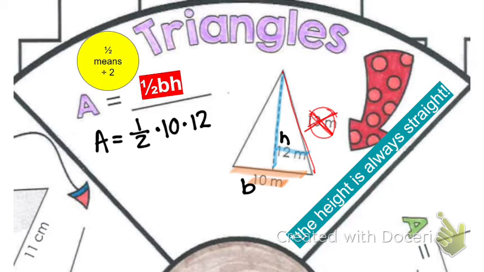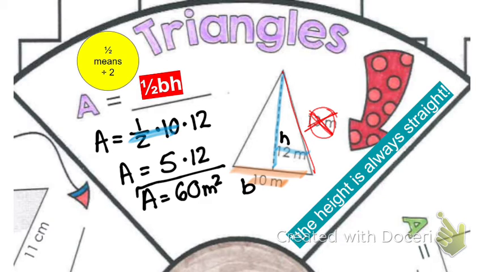You can multiply first and then divide by 2, or you can divide a number by 2 and then multiply. It is completely up to you. So I want to do these two first. 1/2 times 10. 1/2 of 10 would give me 5. Now I'd bring down my next number times 12. And then when I do 5 times 12, I would get 60. So you can divide first or you can divide after. So this is 60. We're measuring in meters. It's area, so it is squared. Remember, with triangles, you always have to divide by 2. That's what the 1/2 means in your formula.